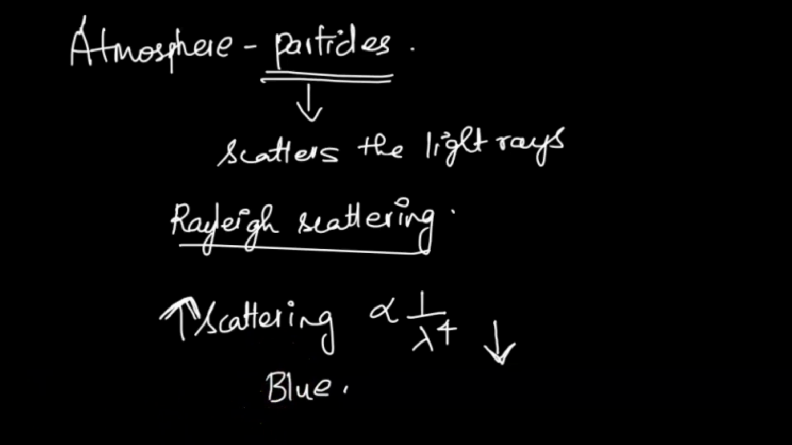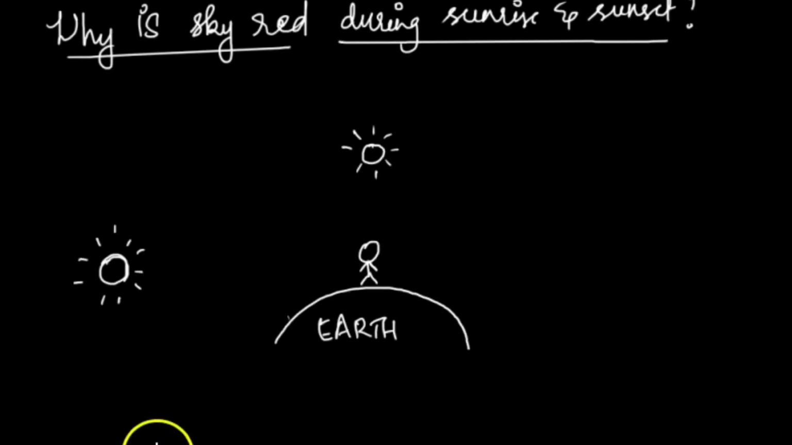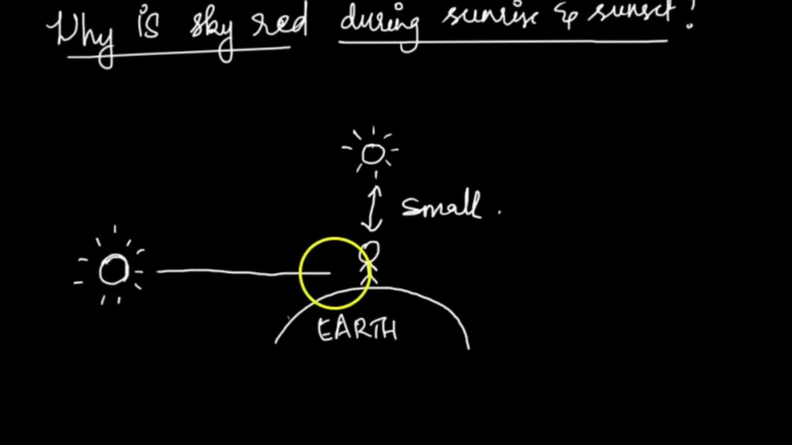You might be wondering about the reddish sky which we see during the sunrise and the sunset. So let's analyze that as well. When you go out to your terrace at 12 in the noon, you will see that the sun is exactly overhead. In that case, the distance between you and the sun will be small. But during sunrise and sunset, the sun will be at the horizon. When the sun is at the horizon, the distance between you and the sun will be large.